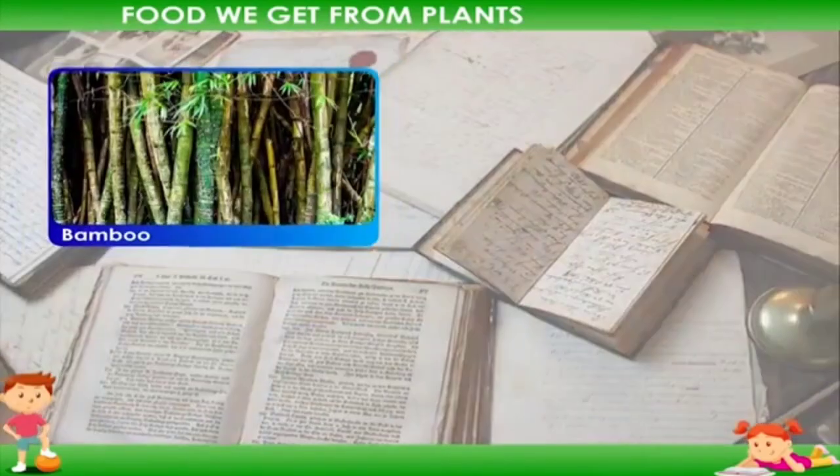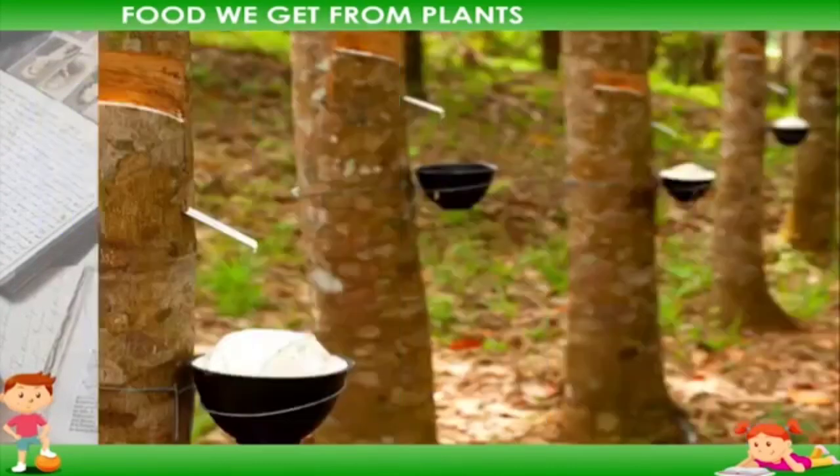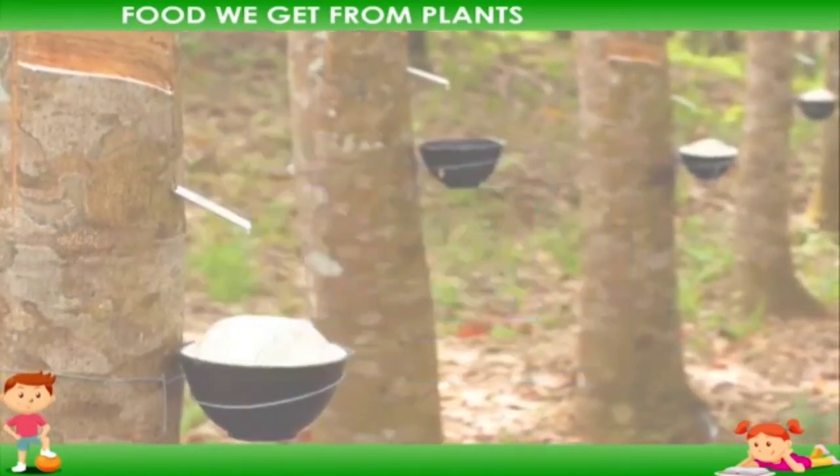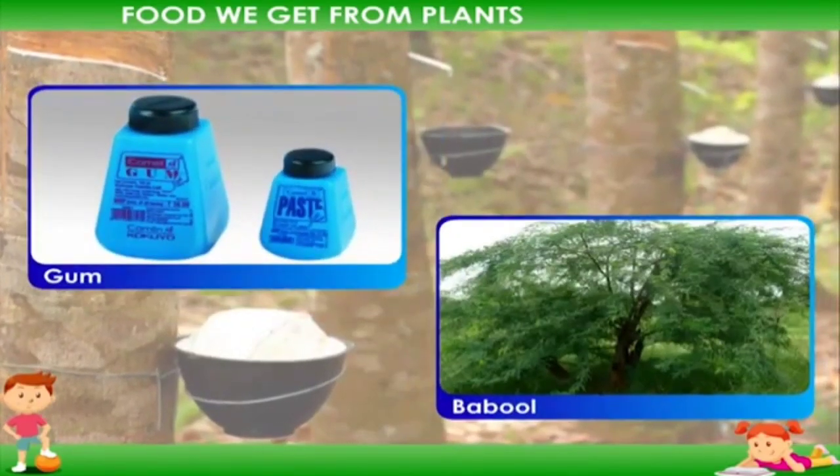Paper is made from bamboo and wood pulp. Rubber is made from latex, which is the juice of the rubber tree. We get gum from the babool.